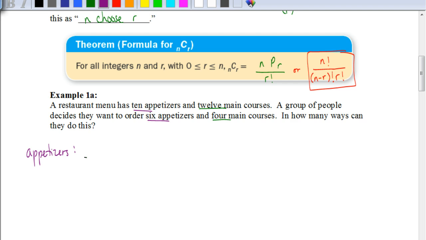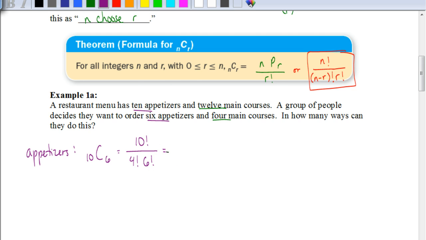So now there are a total of 10 appetizers, and we're going to be choosing 6 out of those 10 appetizers. The way that we're going to set this up is, again, using this formula. It's going to be 10 factorial over N minus R. Now 10 minus 6 is 4, so it'll be 4 factorial, times R factorial. Well, R in this case is 6, so it'll be 6 factorial.